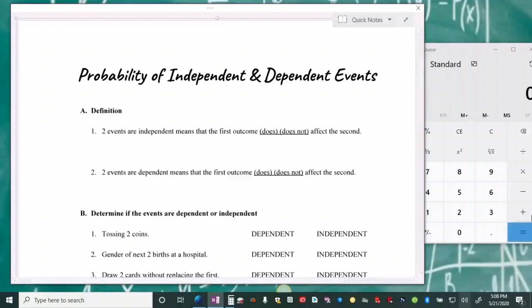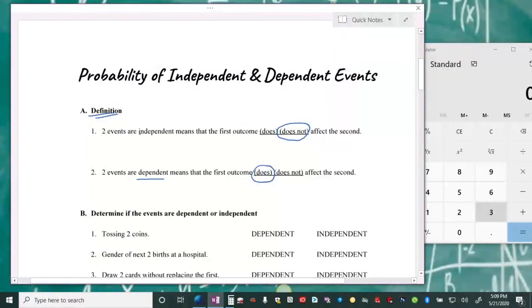Let's work some examples with probability of independent and dependent events. First, we want to look at a few definitions. Two events are independent means that they don't depend on one another. So that means that the first outcome does not affect the second. When two events are dependent, it means that the first outcome does affect the second.